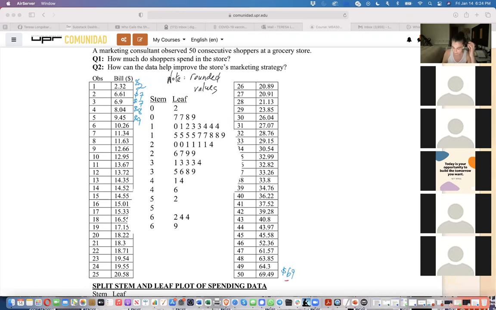So 69 has 2 digits. So what it means is all the values have to go into my stem plot with 2 digits. So the stem is the first digit and the leaf is the second digit because these are just 2 digits. So for the first value, 2, the first digit is really 0, 2.